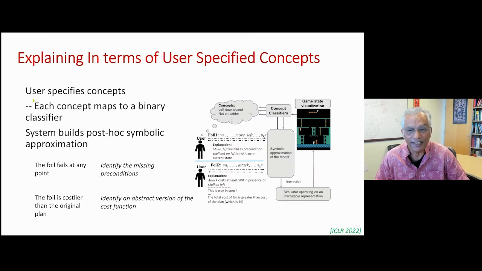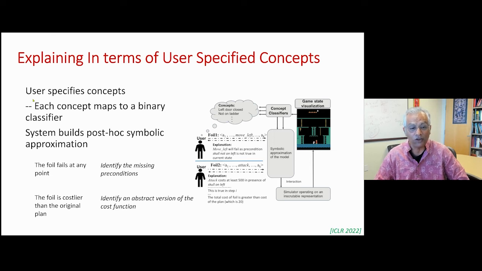I want to illustrate this in terms of some work that we have done in our lab that is going to be appearing in ICLR 2022. Here we're looking at a system working on Montezuma's Revenge, which is a pixel-based, RAM state-based Atari game. The human in the loop is trying to interact with the system, asking questions as to why it made certain decisions and so on.